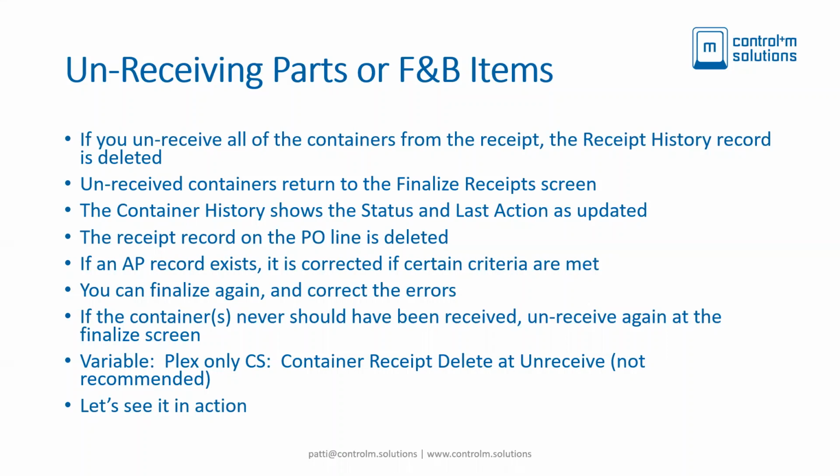You can see what happens in the background here: the container goes back to the finalized screen, the AP record is unwound, etc. If you should never have received at all, you kind of have to do the unreceive twice, once at the history screen and again at the finalized screen, which we'll go through in just a minute. If your system does not behave the way ours does, check the setting called container receipt delete. We don't recommend using this because we don't love deletes. We'd rather teach people how to do the transactions manually than delete them.